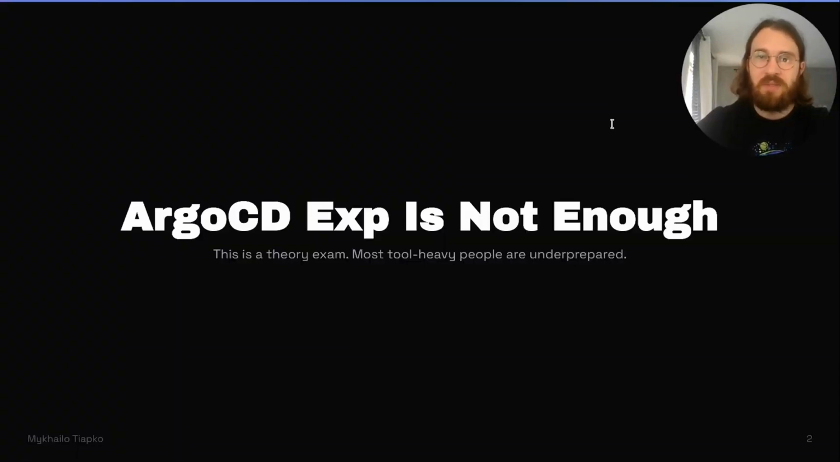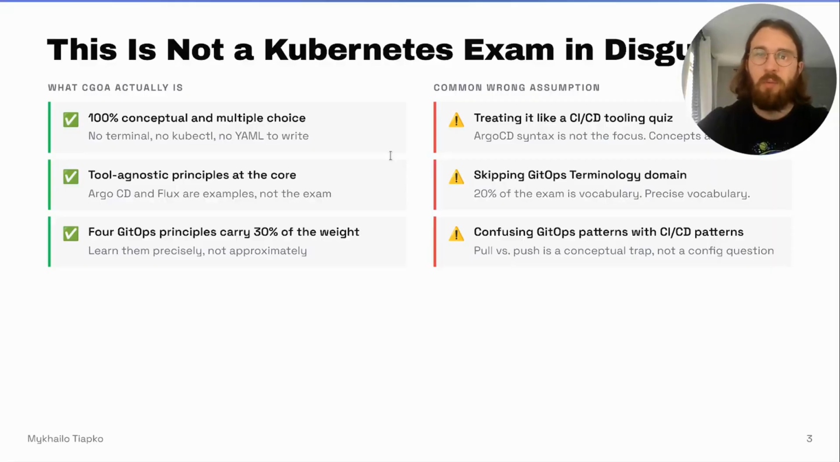The CGOA tests a specific thing. Can you apply the OpenGitOps specification precisely? Not approximately, but precisely. And the domain breakdown makes this clear. GitOps principles is 30% of the exam, and that's 18 questions. The content is 4 bullet points from the OpenGitOps website. Memorize the exact wording, and those 18 questions are basically free for you. Most people don't do that, and they paraphrase, but the exam doesn't accept paraphrases, unfortunately.